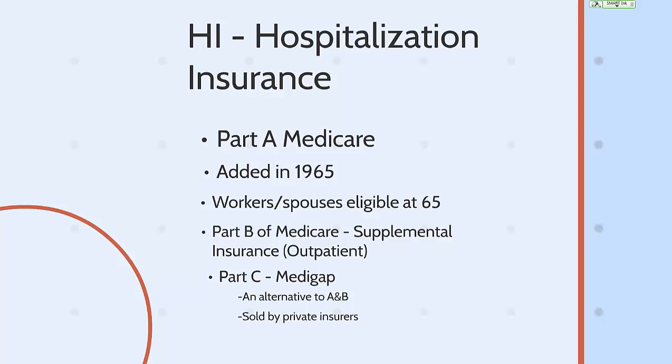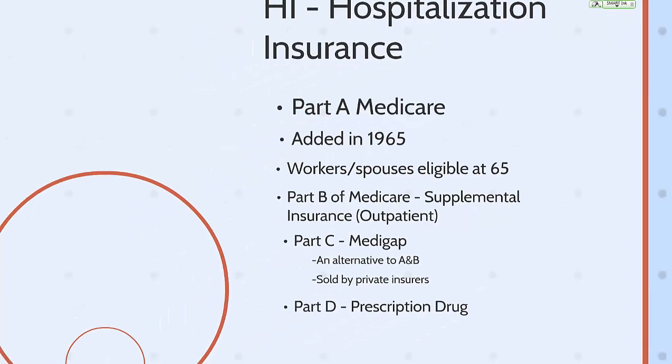The point being that oftentimes with any of these, there are shared costs. Most Americans over age 65 find that Medicare itself is not sufficient to cover all of their medical needs. And then there's Part D, which is prescription drug coverage.